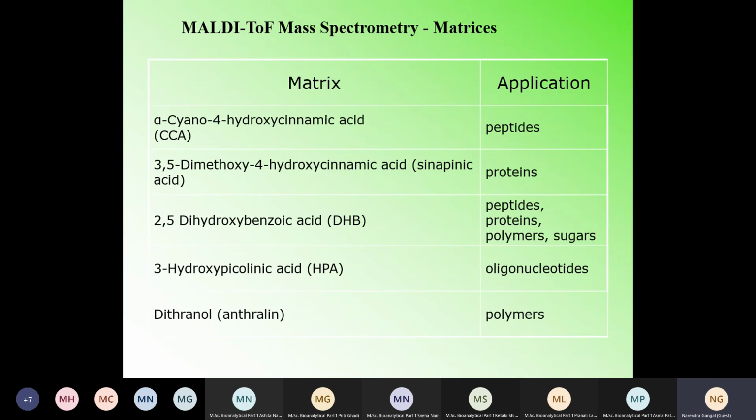MALDI is required only for those molecules which are very high molecular weight, and available in very small quantities. So it is typically used for peptides, proteins. As I said, 2,5-dihydroxybenzoic acid, DHB, is used for peptides, again proteins, polymers, sugars. 3-hydroxypicolinic acid is used for oligonucleotides. Then anthralin is used for the polymers. A variety of matrices are there.